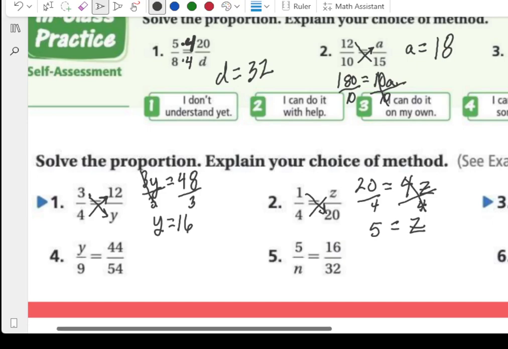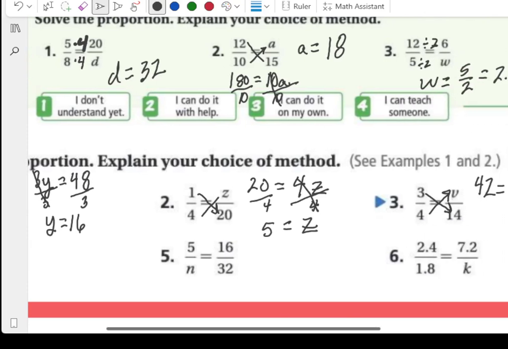So continuing back to number 3 right here, we cross multiply. 3 times 14 is 42. 4 times V is 4V.